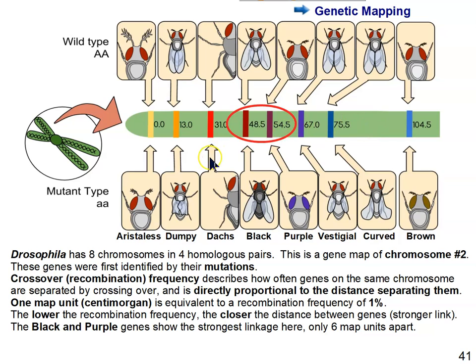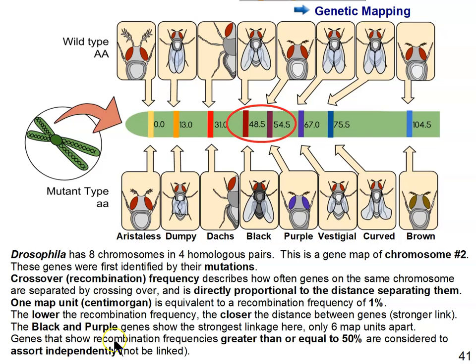And when it comes to these crossover frequencies and the whole concept of independent assortment, genes that show recombination frequencies greater than or equal to 50% are considered to assort independently and not be linked. So on this chromosome map, that means that purple and vestigial and curved and brown all assort independent of the Aristillus gene. They're all above 50%. So they are considered to assort independently. In other words, they might as well be on another chromosome. They cross over so often that they might as well be on a separate chromosome.